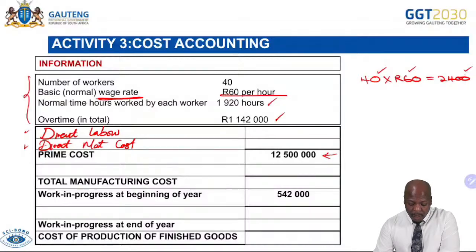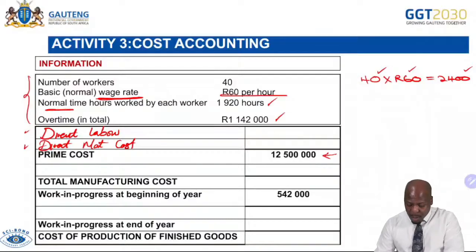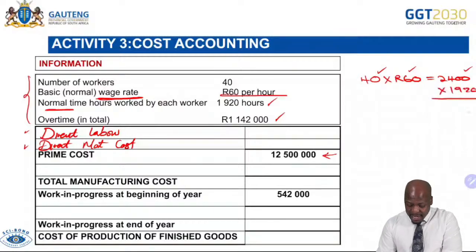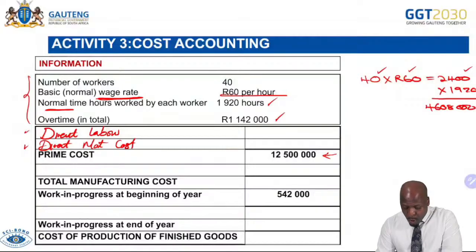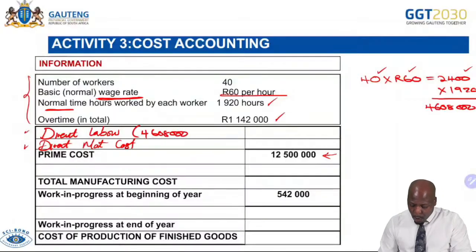Once you get the 2,400, that is what we are paying per hour. But we understand that the normal time hours that we worked were 1,920. So I'm going to multiply this by 1,920. I want to know now how much is my direct labor cost. Then you will see on your calculator how much you have: 4,608,000. So I'm going to come here now and I'm going to say on my direct labor cost, I'm going to have my 4,608,000.